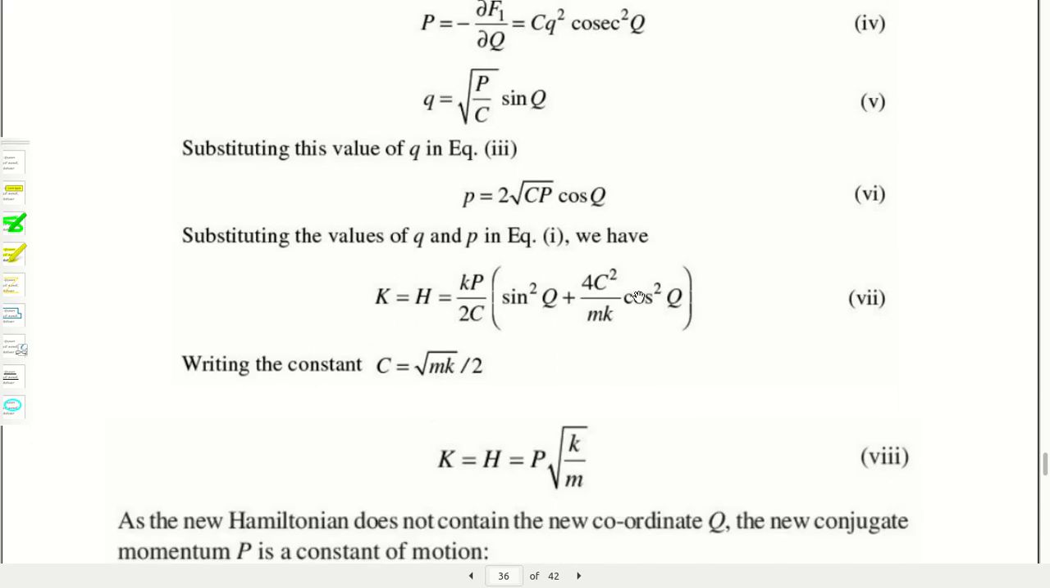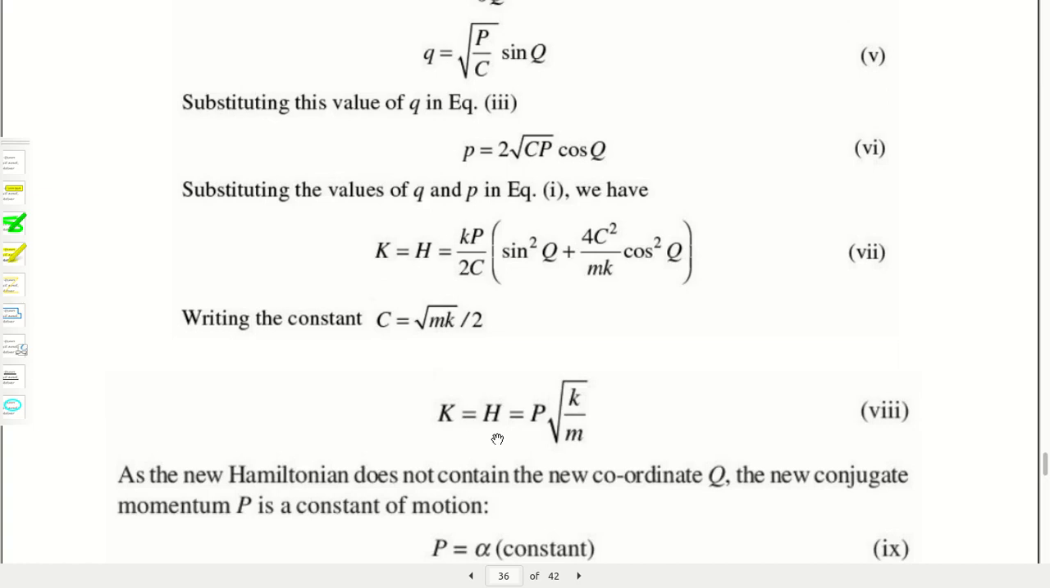See here, but now again to simplify the problem, we can choose the constant c as root under of mk by 2. If you choose root under of mk by 2, then mk will cancel and the denominator 4 will cancel the numerator 4, so it will give you sine square q plus cos square q, which is 1. So life will be simpler if you choose c equal to root under of mk by 2.